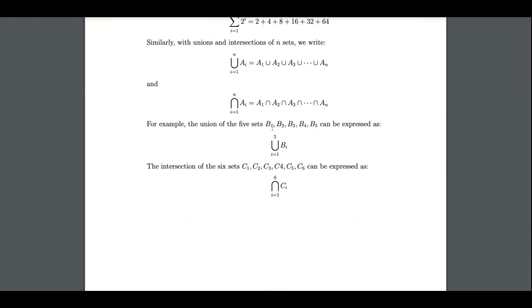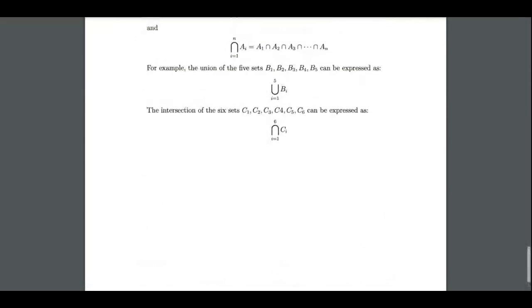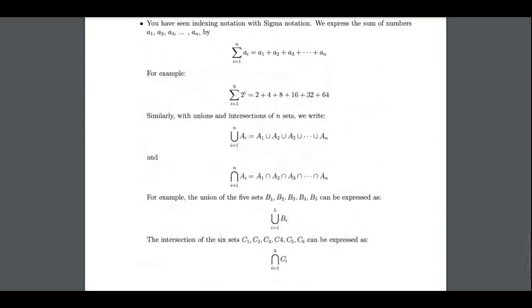If we have 5 sets, we use B1, B2, B3, B4, B5, the union of Bi, where i goes from 1 up to 5. If we name the sets C1 up to C6, we have 6 sets. If we talk about intersection, we can write the intersection of Ci, let i run from 1 up to 6. All right, anybody has any questions?